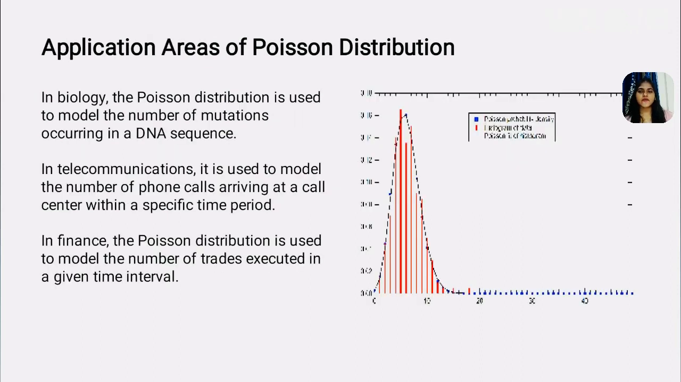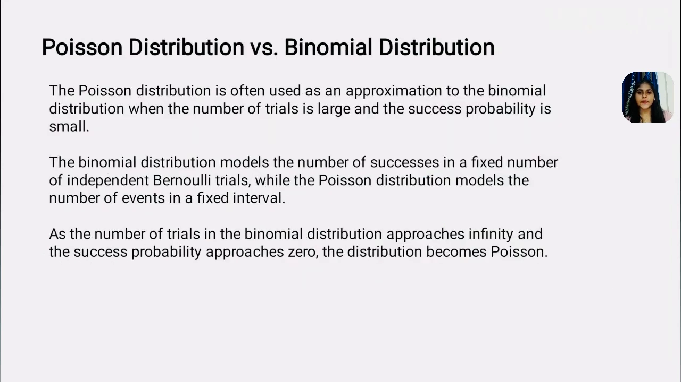Application areas of Poisson distribution. In biology, the Poisson distribution is used to model the number of mutations occurring in a DNA sequence. In telecommunications, it is used to model the number of phone calls arriving at a call center within a specific time period. In finance, the Poisson distribution is used to model the number of trades executed in a given time interval.